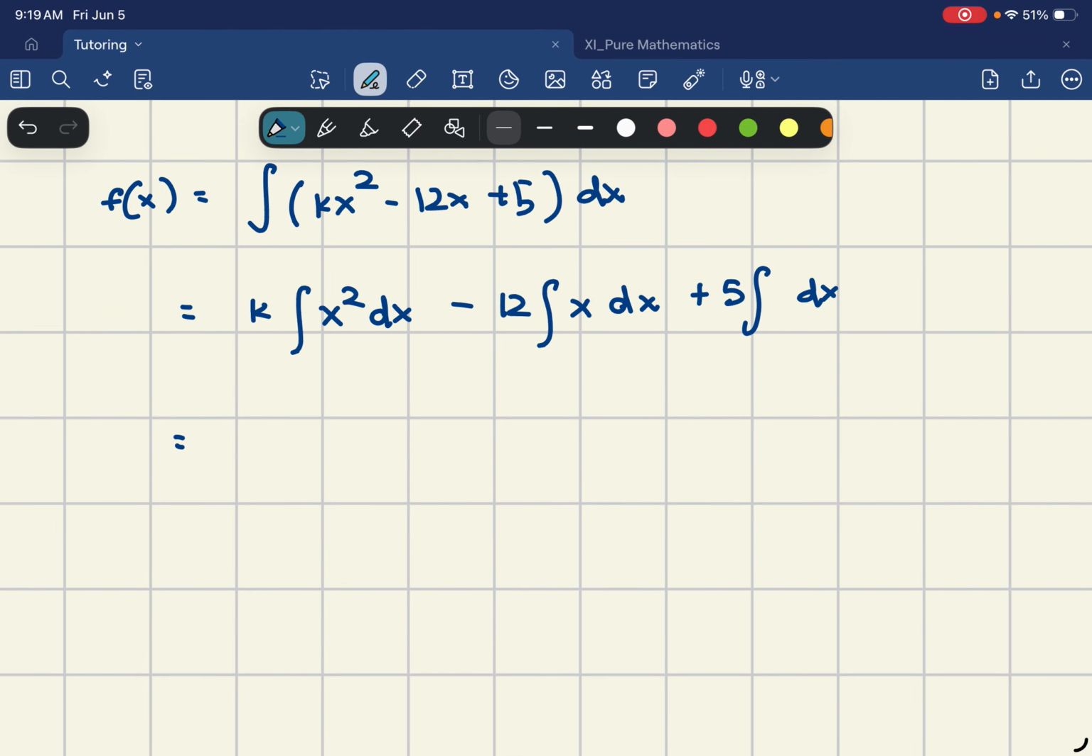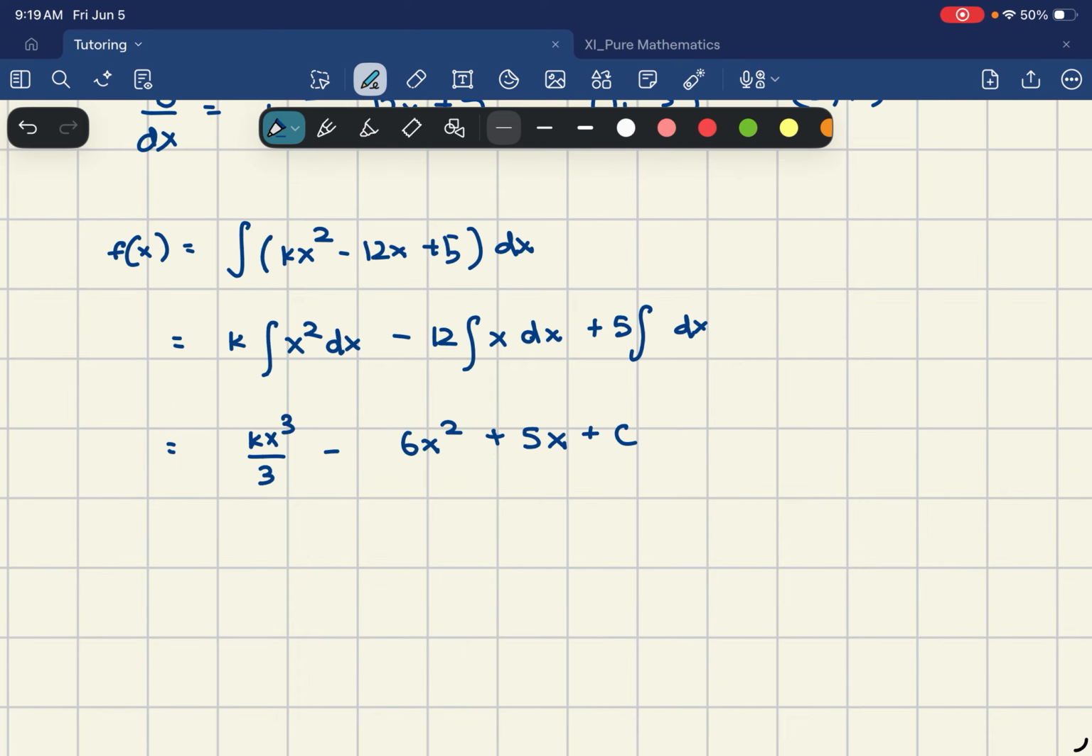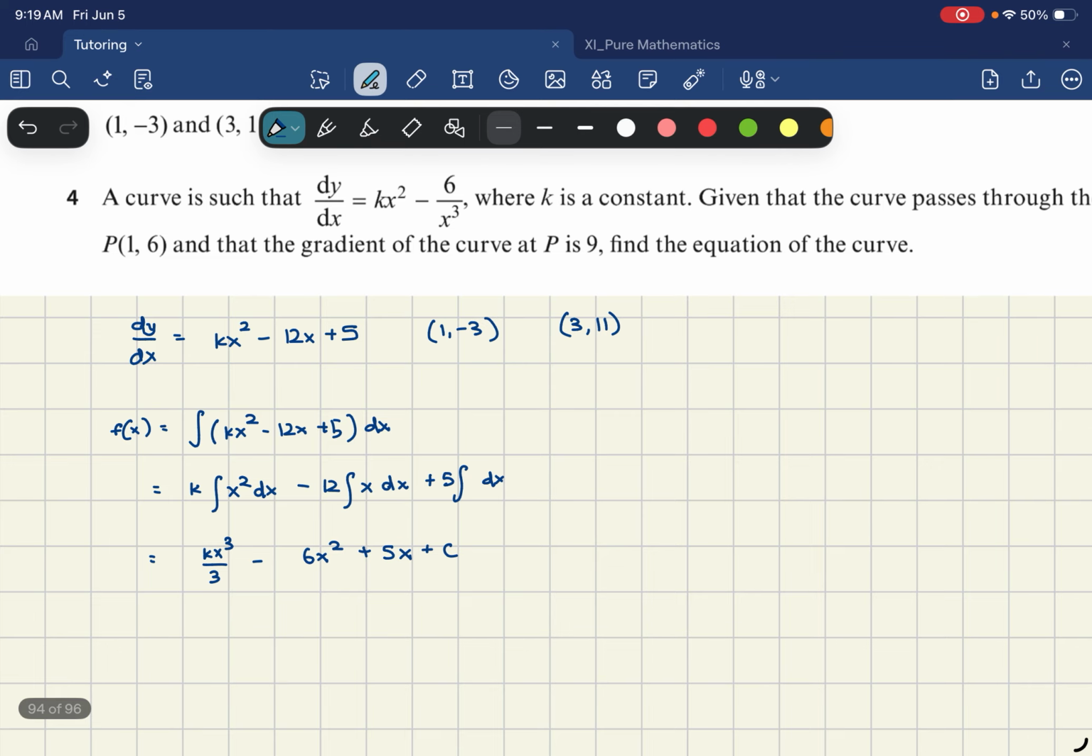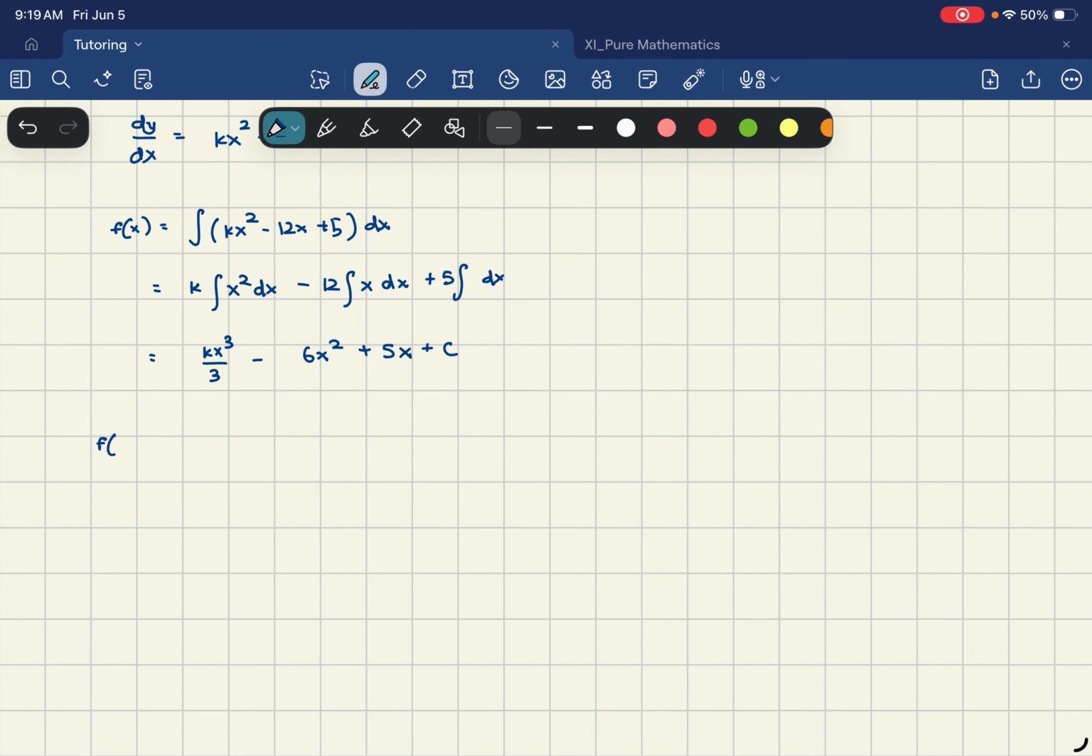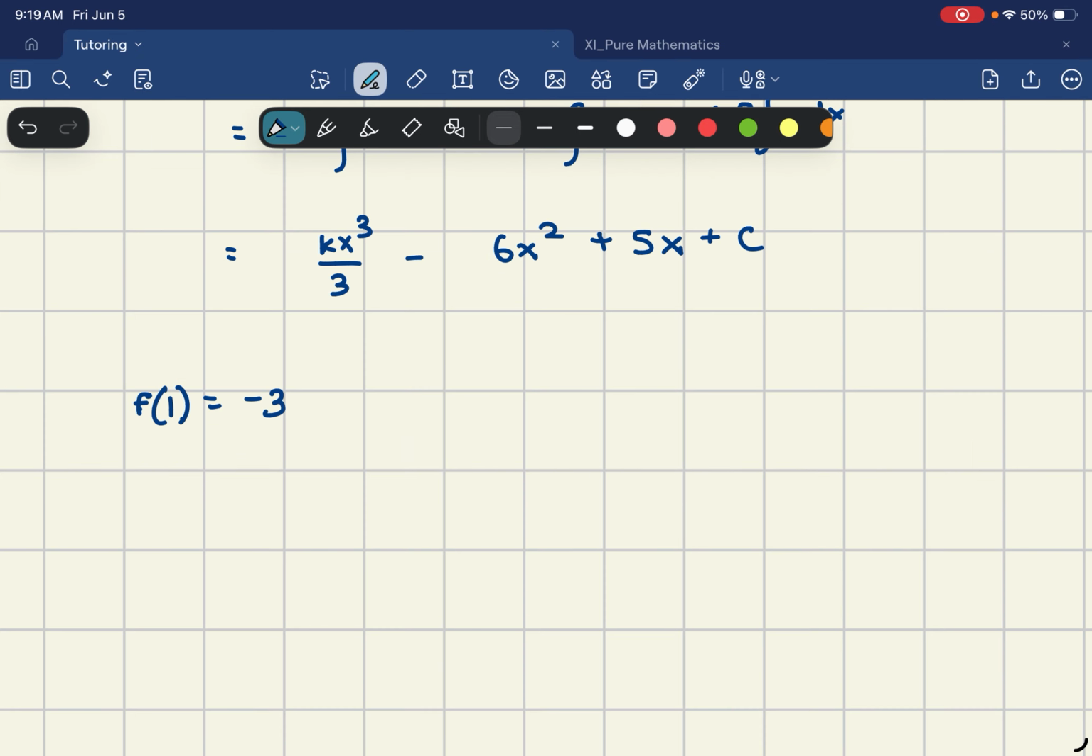If you solve for the integral, you're going to get this expression. So I'll leave for you to try to do the integration on your own here. And now we're just going to substitute the points in. So f of 1 is given to be negative 3. So just substitute 1 in. And you're going to get k over 3 minus 6, plus 5, plus c is equal to negative 3. So let's simplify this.